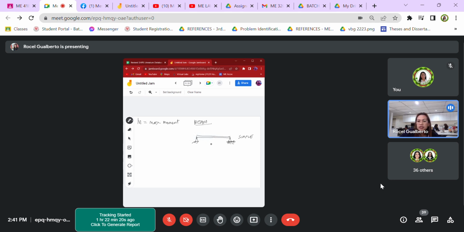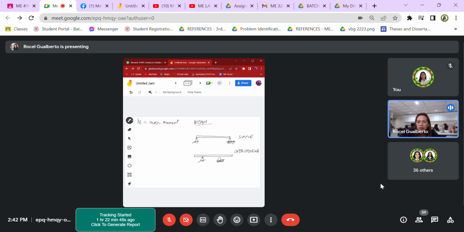Beam or simply supported beam. Okay, parehas lang po yun. Ang next type po, if this is your beam at yung pong atin na supports wala sa magkabilang dulo. Okay? Kung wala siya sa magkabilang dulo, then we call it po overhanging. Okay? So you call this an overhanging beam.